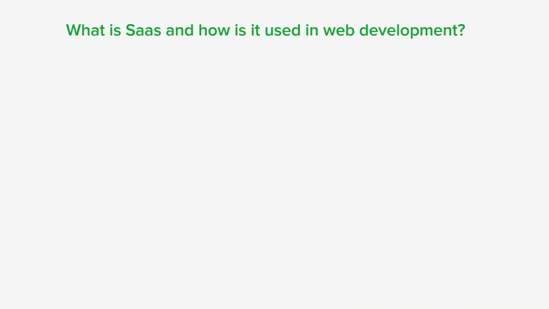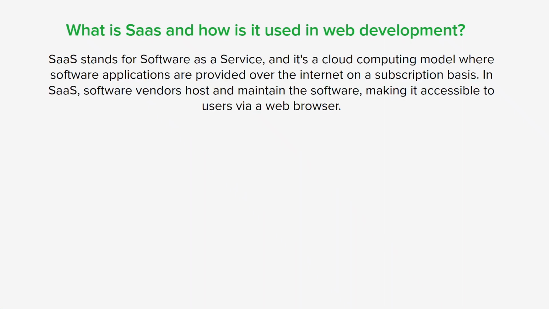So what is SaaS and how is it used in web development? SaaS stands for Software as a Service, and it's a cloud computing model where software applications are provided over the internet on a subscription basis. In SaaS, software vendors host and maintain the software, making it accessible to users via a web browser. Users don't need to download or install anything on their local devices, they simply access the software through an internet connection. So here's how SaaS is used in web development.